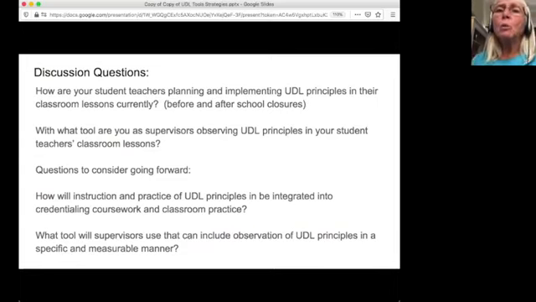And then what tool are we using now? And then going forward, how are we going to instruct and practice UDL in credentialing coursework and classroom going forward, both in the remote and the physical classroom? And what tool will we as supervisors use to do that? How are we going to see what's being done with UDL in those lessons? I think these are great questions for all of us to think about as we go forward as supervisors.